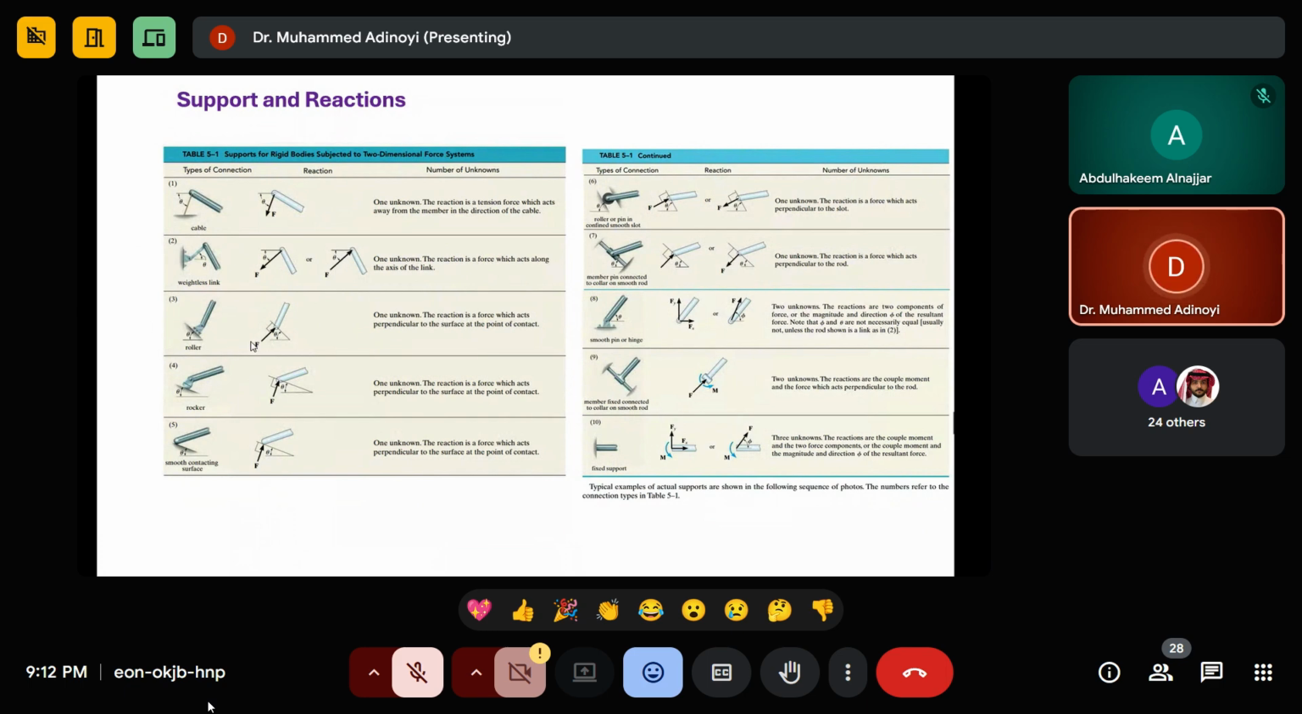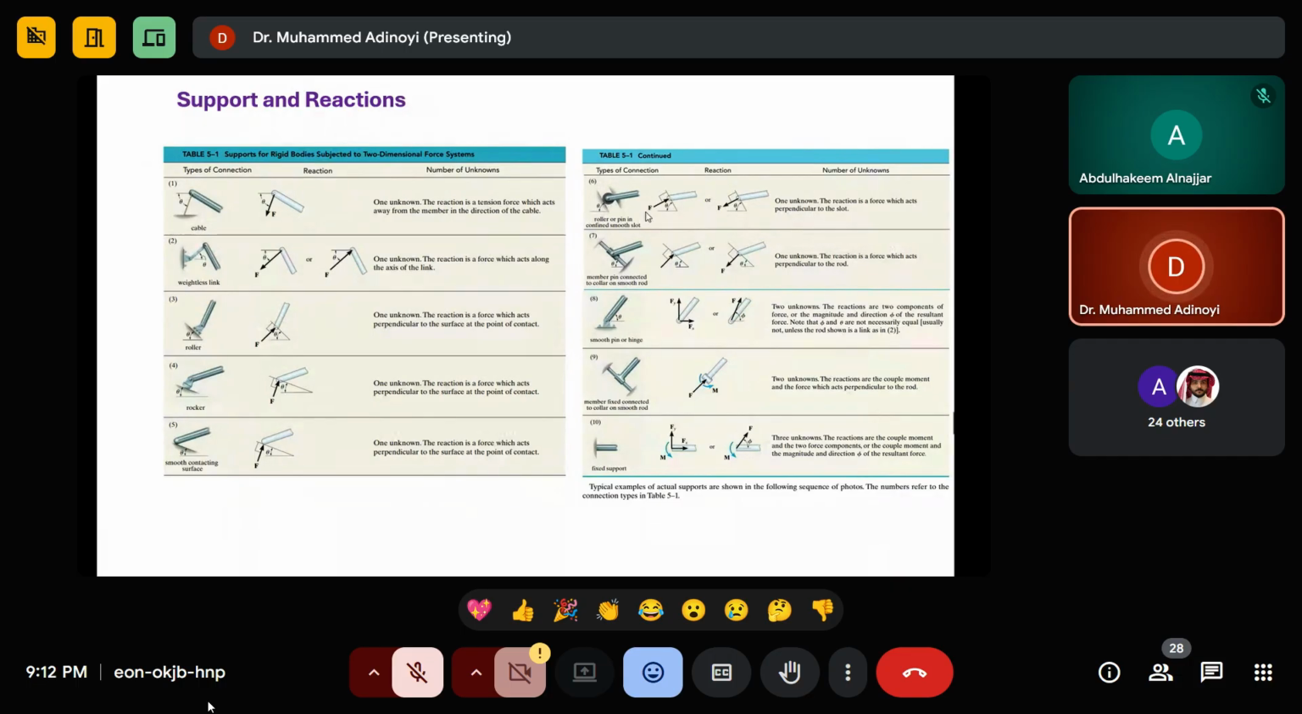Here we have a roller. This is also a roller. Numbers 4, 3, and 6, both of them are rollers. So what happens? The reaction is always normal to the surface of the roller. A roller is like a cylinder or a wheel.